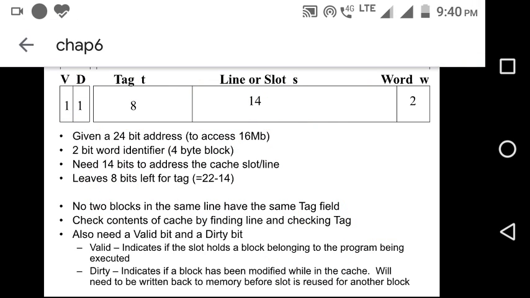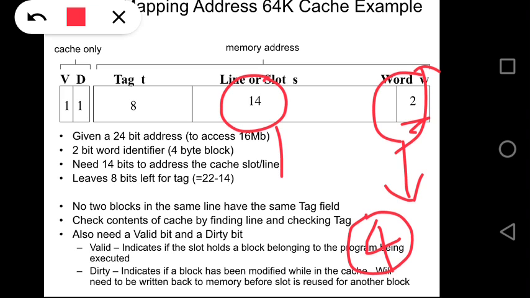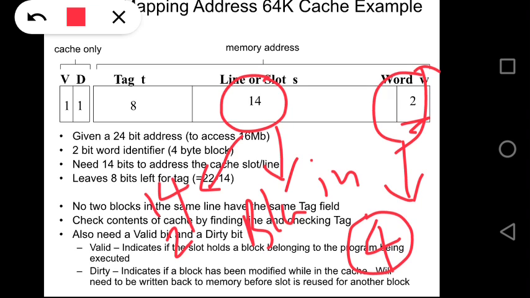Because the block size is 4, 2 bits are enough to identify a word. 14 bits identify a block number in the cache. Remember, there are 2 power 14 blocks, and here 2 power 2 words in the block. The remaining bits are used to identify the tag.